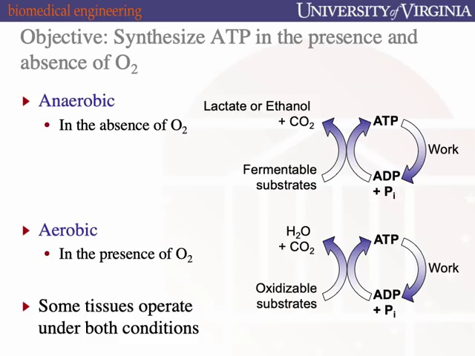Let's talk about an evolutionary objective. If we say that a good evolutionary objective is to synthesize ATP under varying environmental conditions, the one key variable for environmental conditions and metabolism is whether or not you have oxygen, at least in the realm of prokaryotes and eukaryotes. Archaea that live in the deep sea vents and things, they play by different rules.